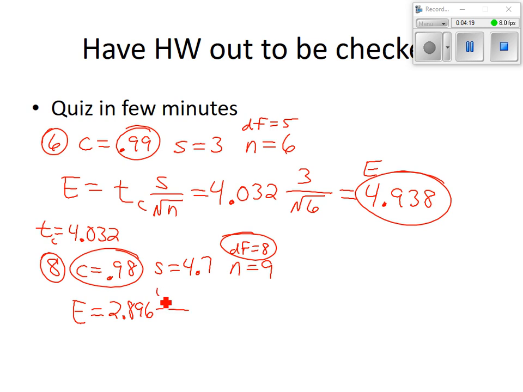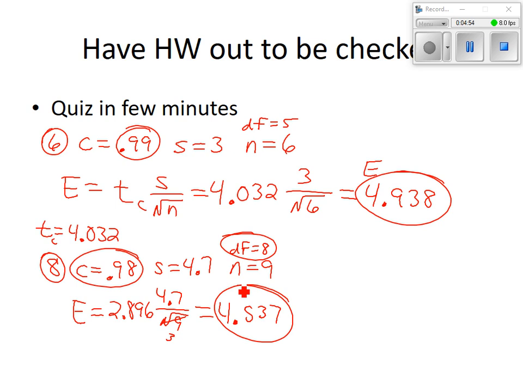Then you take 4.7 on top, over the square root of 9. When it gets easier like this, I wouldn't punch in the square root of 9 on my calculator. What is the square root of 9? 3. Make it easier on yourself if you can do something in your head. There's less chance that you mess up by punching something wrong in the calculator. That gives you 4.537. Does everybody agree with that? Again, that's our margin of error.